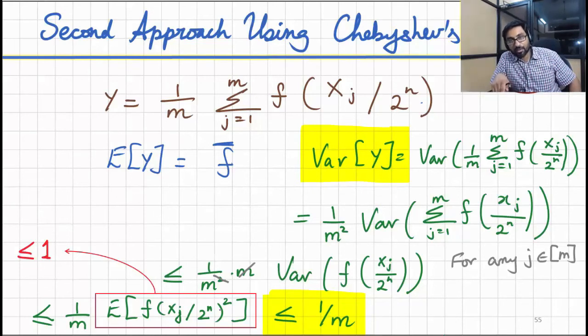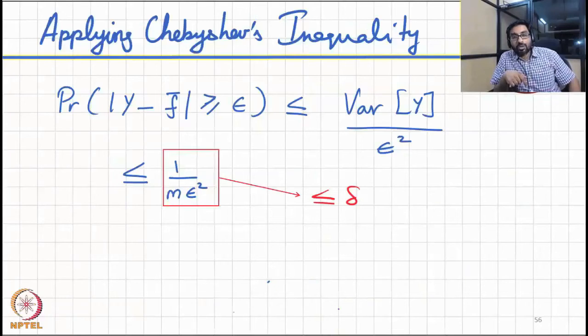Because f, remember, is bounded from above by 1 throughout its domain, which is 0 to 1. So this expectation is going to be at most 1, and so we can get an upper bound on the variance, which is just 1 over m. So let's plug that into our Chebyshev's inequality.